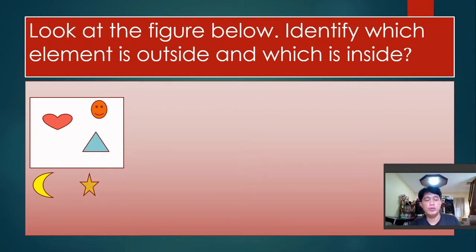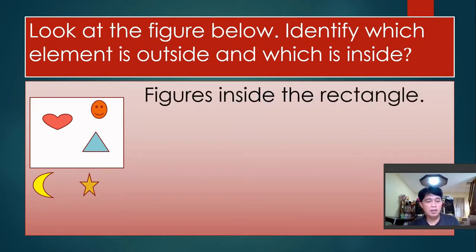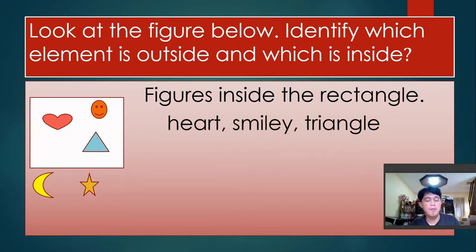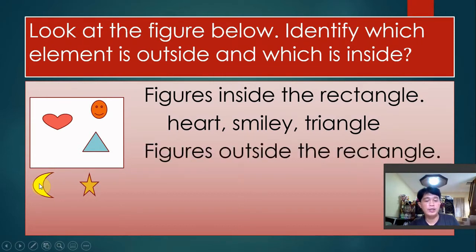As you can see on the screen, inside the quadrilateral are the figures heart, smiley, and triangle. And we also have figures which are outside the quadrilateral. And these are, what is this one? These are the figures outside: the moon and the star.